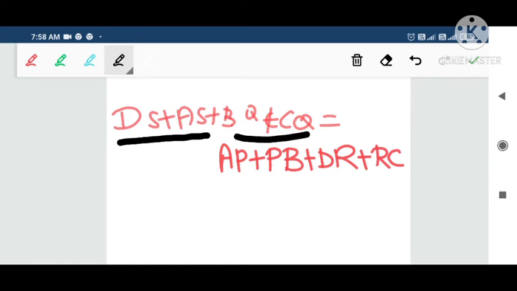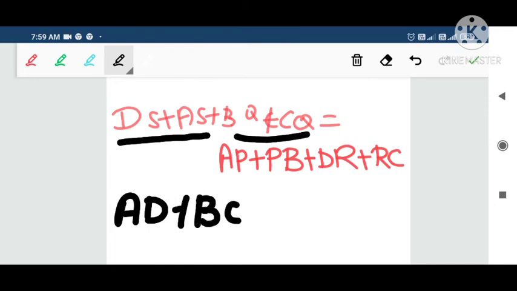So DS and AS can be written as AD, because AD can be written as AS plus DS. In the same way, BQ plus CQ can be written as BC. BC can be split as BQ plus CQ. AP and PB is written as AB, and DR and RC can be written as CD.